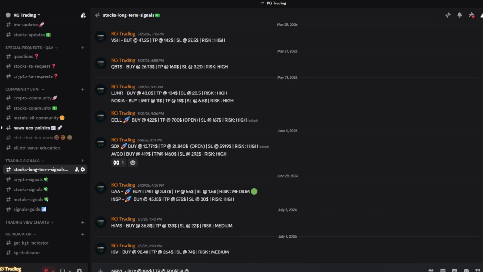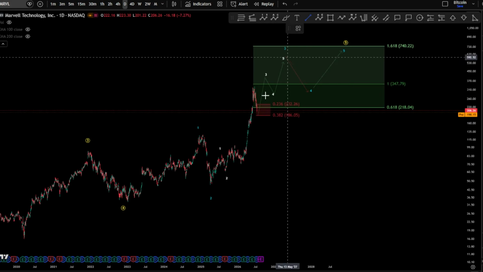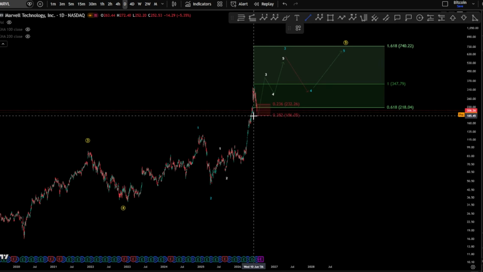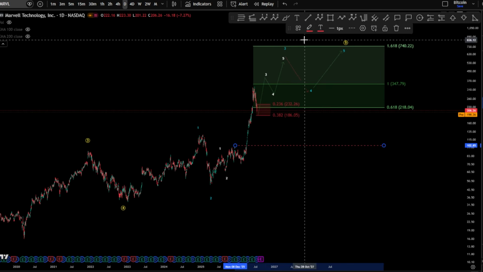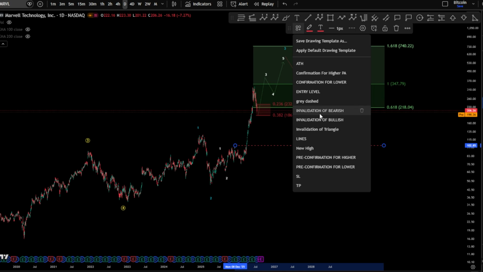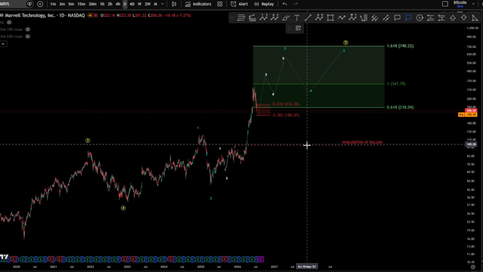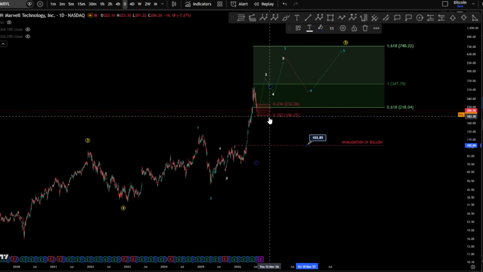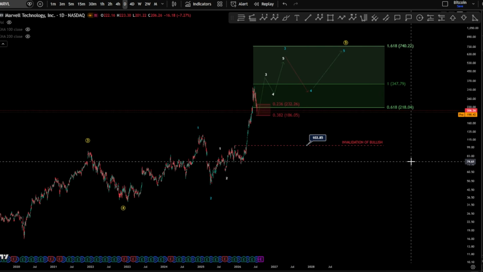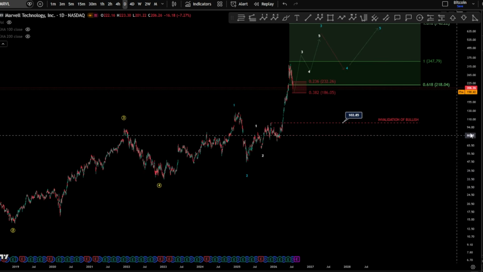So stop loss here. Okay, the stop loss is risky, so be careful. Because if we drop very deep again and we take this level here, this is your invalidation of bullish. And that means our stop loss is around $102. All right, the risk is a little bit high because the stop loss is far. But it's still a good chart, guys. So this is regarding Marvell, guys.